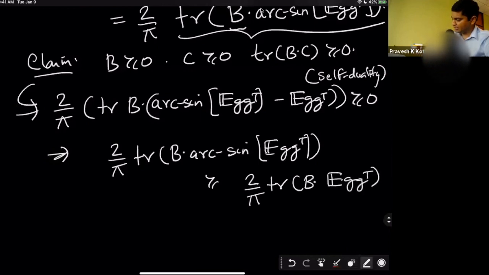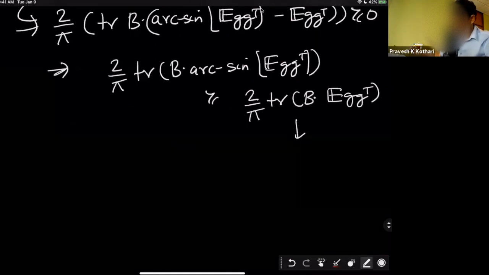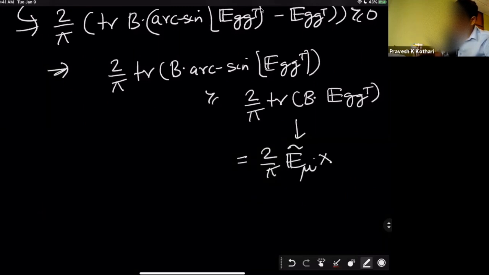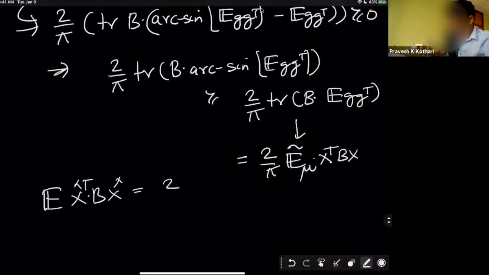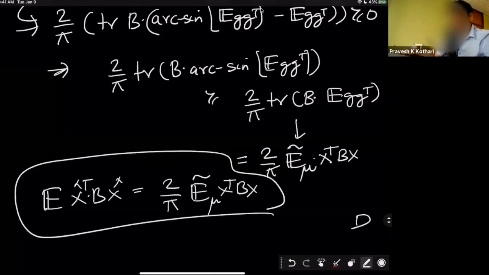And notice that because the Gaussian had the same second moments as our pseudo-distribution, this actually equals 2 over pi pseudo-expectation under mu of x transpose B x. Yeah, that's it. And so if you just collect all what we did together here, we've proven that the expectation of x hat transposed B x hat is at least 2 over pi times that. So we've proven Nesterov's pi over 2 theorem.